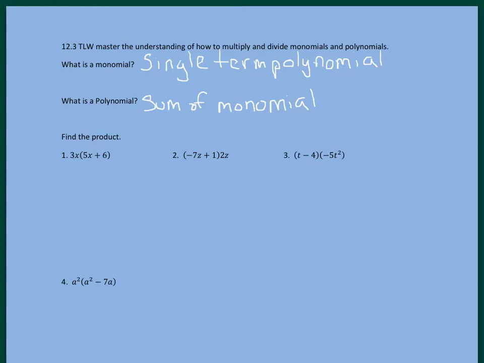So find the product. What does that mean to do? It means to multiply. So we distribute the 3x. 3x times 5x, 15. Well, 3 times 5, 15. X times x, x squared. Distribute. 3 times 6, 18. X times 1, x. 15x squared plus 18x. Make sure it is in standard form.